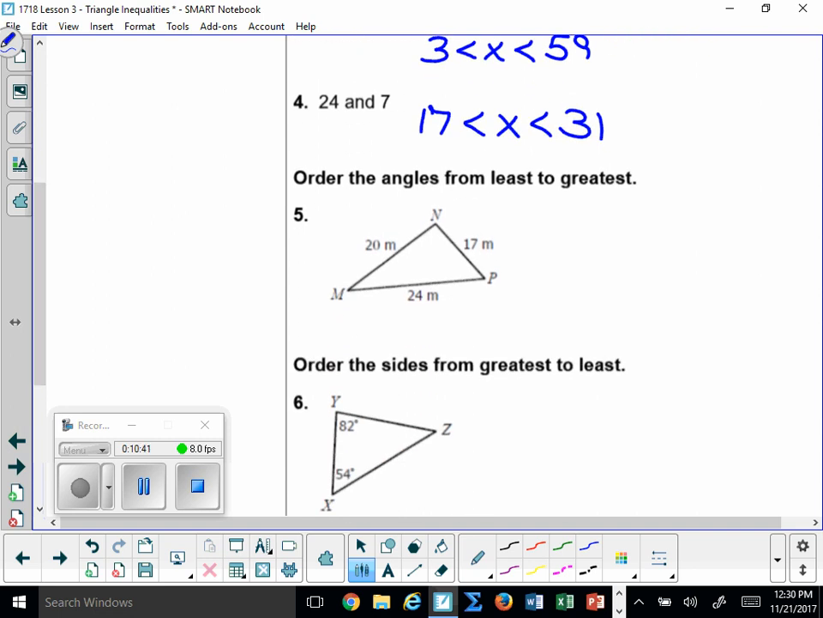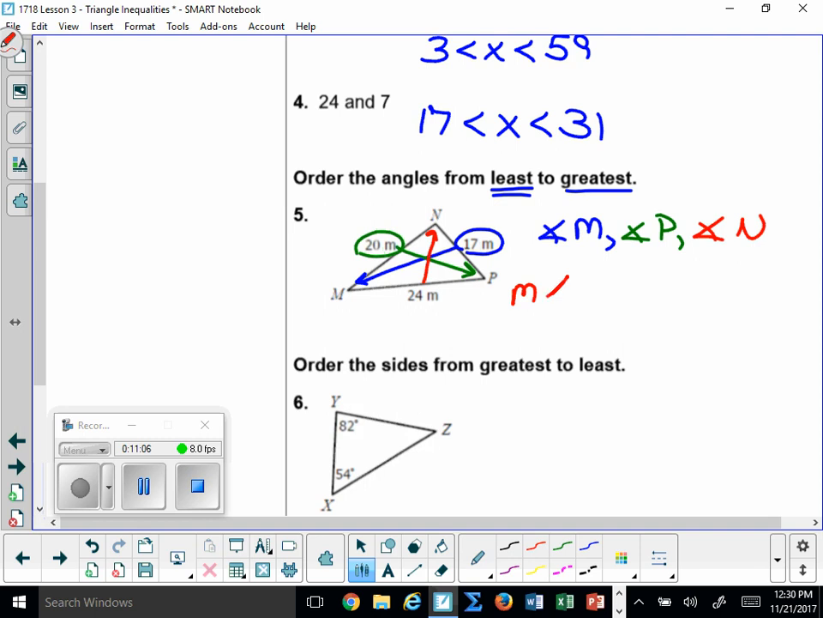Order the angles from least to greatest. Okay, so my smallest side, come across, I'm talking about angle M. Next up, 20 is opposite angle P. And my longest side, 24, is opposite angle N. You could also write it: measure of angle M, less than measure of angle P, less than measure of angle N. Make sure I can tell the difference between your angle symbols and your less than symbols. That's why I always do the arcs in my angles.